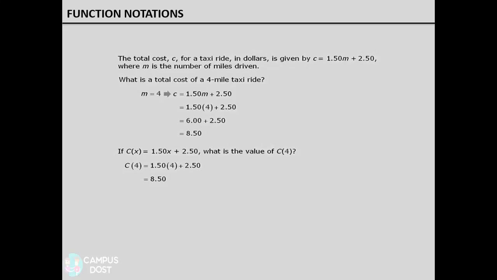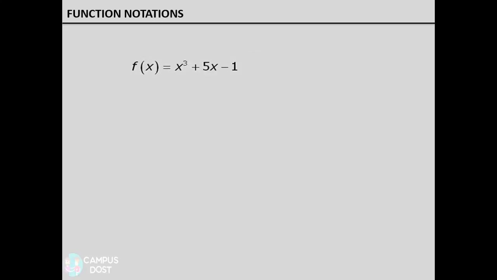So if we are told that f of x is equal to x cubed plus 5x minus 1, then we can evaluate f of 2 by plugging 2 into the right-hand side. When we simplify this, we get 17. So our function f evaluates to be 17 when x equals 2. In other words, f of 2 equals 17. In this example, if we want to evaluate f of -1, then we plug -1 into our function to see that f of -1 equals -7.